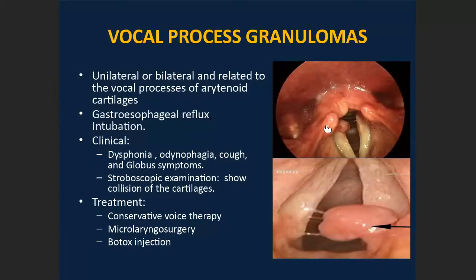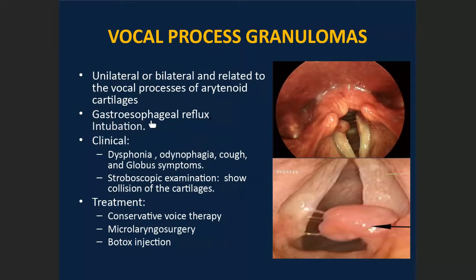Okay, vocal cord granuloma. It can be unilateral or bilateral. Vocal process granuloma, because it is attached to the vocal process of the arytenoid cartilage. Here is the arytenoid, and the vocal ligament is attached to the vocal process. So if you have a lesion posteriorly at the vocal process, this is a vocal process granuloma, not anterior, not at the middle, but posterior in the vocal cord, at the junction of the vocal cord.